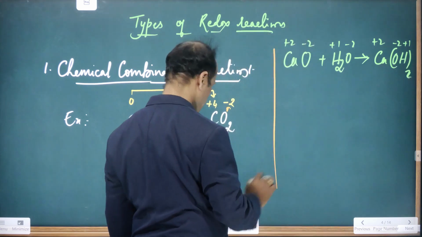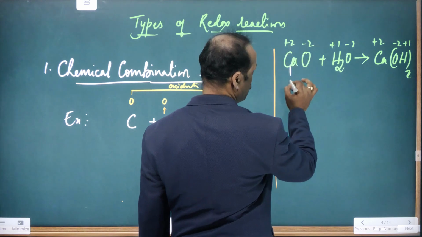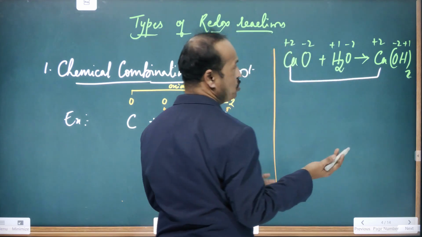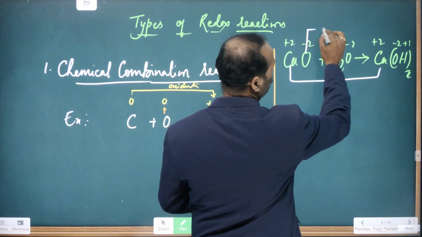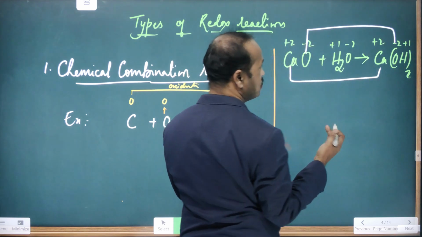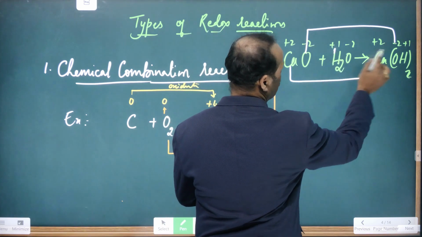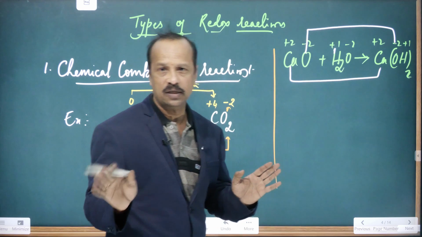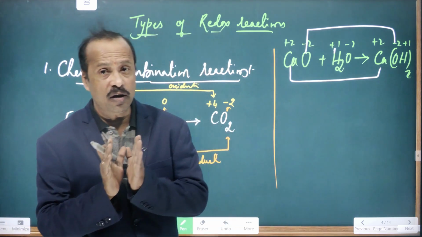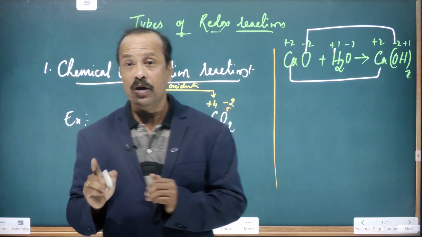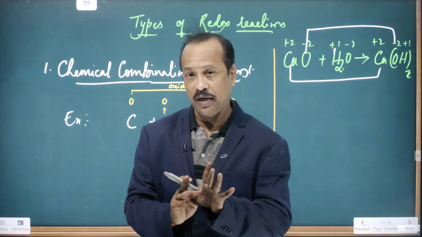So here if you see, calcium +2, here also calcium +2, no change in the oxidation number. Now oxygen is -2, here oxygen is also -2, no change. And hydrogen is +1, here also hydrogen is +1, no change in the oxidation number. So all these are combination reactions, but all combination reactions are not redox reactions. Remember this point. This is a very important point.